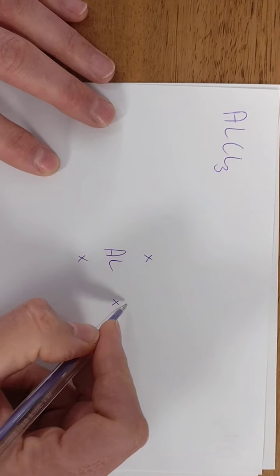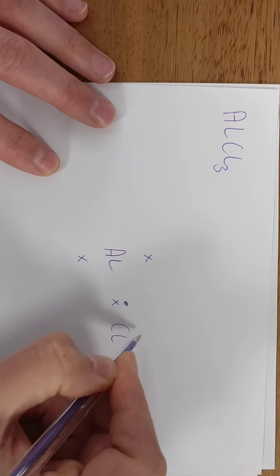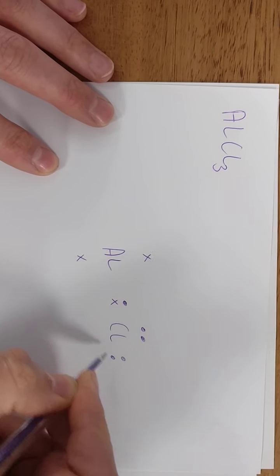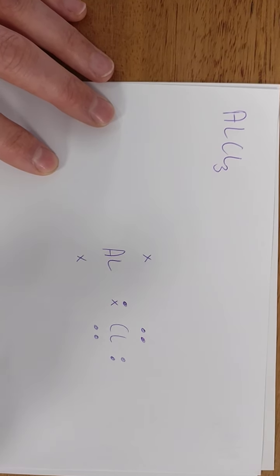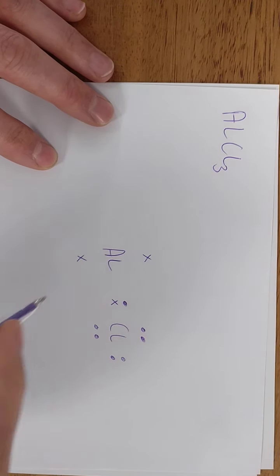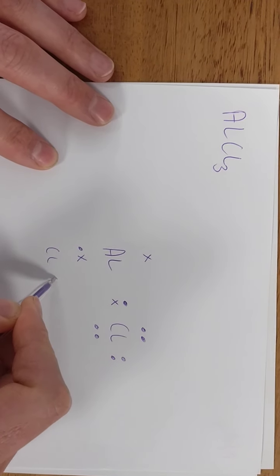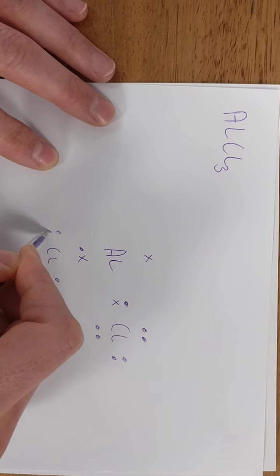So I know that if I put a chlorine here with its 7 electrons from its outer shell, that will give me a closed shell configuration for chlorine. And if I do that with all 3 chlorines from the formula AlCl3, I end up with this.